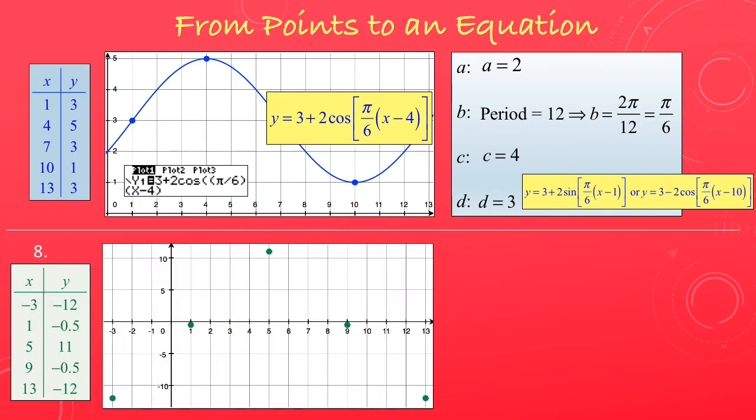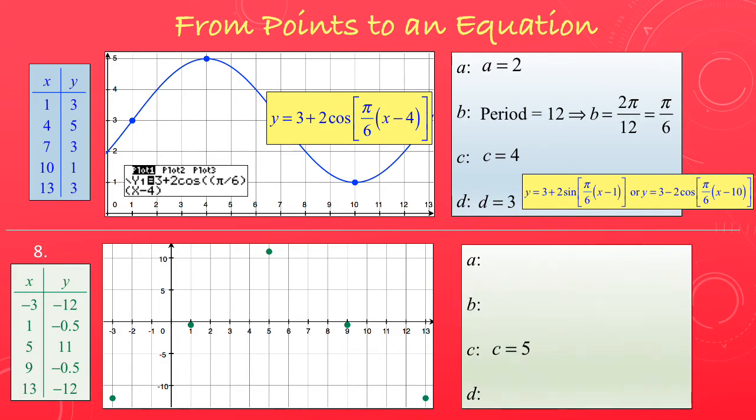In example 8, we have another set of 5 points, this time in green, and we would like to find the equation that generates it. Setting up our table A, B, C, and D, if we consider this to be a normal cosine curve, we will say that it has been shifted 5 units to the right and C equals 5.